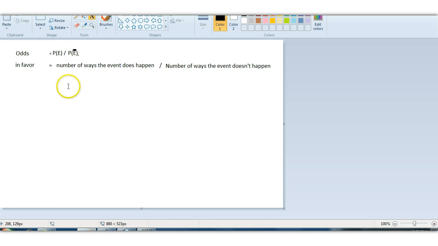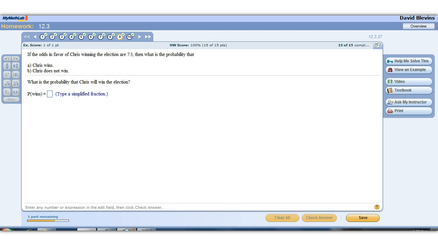Remember, odds in favor is it does happen divided by it doesn't happen. So what we've got down here is the reduced form of the number of ways it could happen, and the reduced form of the number of ways it does not happen. So the probability Chris does win, these are odds in favor of him winning. So this is basically the number of ways that he could win. That's the way we think of it. So this is what we need for the probability he does win.